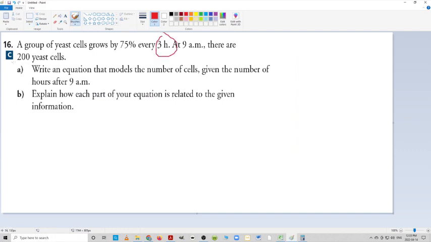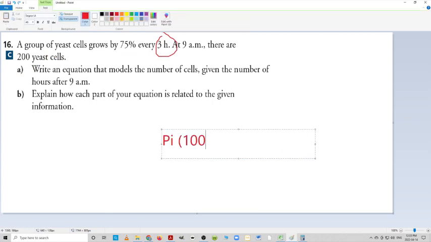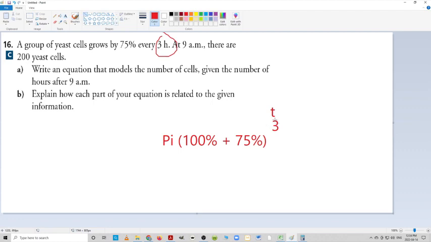At 9 a.m. there are this many. So we have an initial population of 200. It's growing 75%. Okay, well, that means our initial population times 100 plus our growth rate. And normally it would be to the power of t, but t is every hour. So we actually have to do this, so that if I put a 3 in there for t, 3 divided by 3 is 1. And that will increase my percentage at that time because it's every 3 hours.